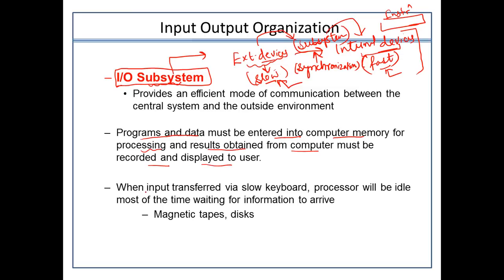So the point is that when input is transferred via any of the slow input devices, the processor will be idle for most of the time, waiting for the information to arrive. So this is the basic reason why we have to work with the subsystems. And this point will be elaborated more when we understand the input output interface.